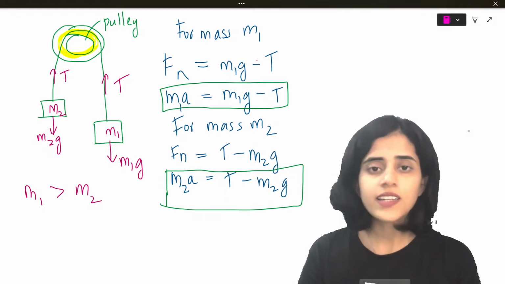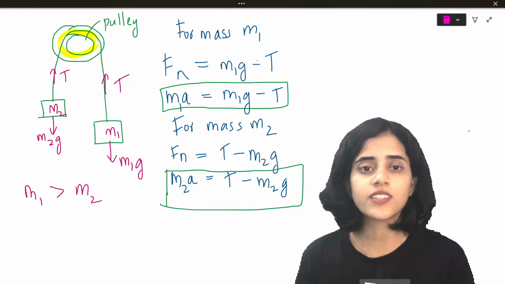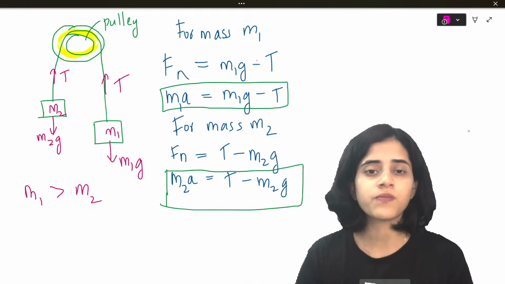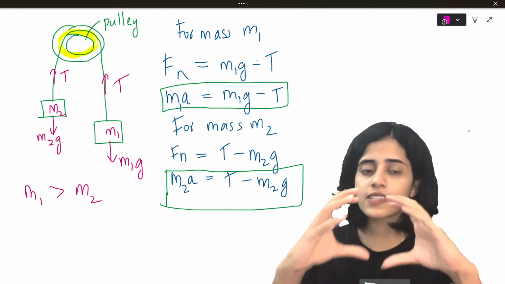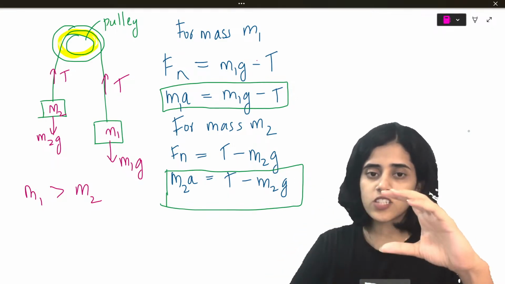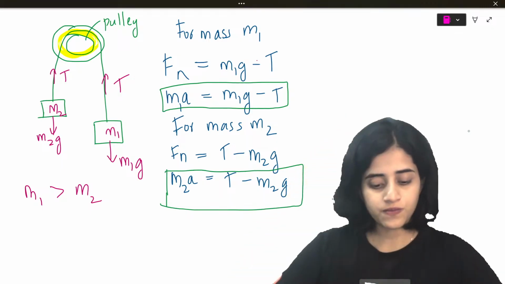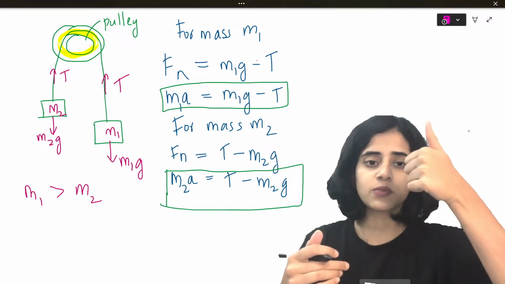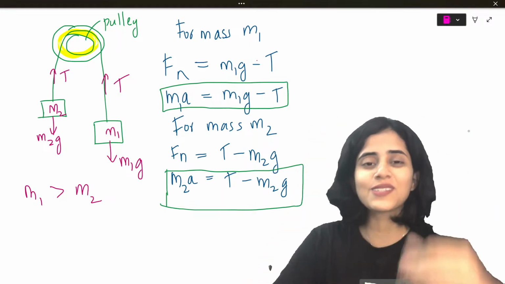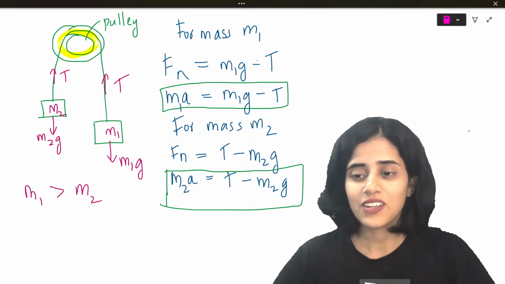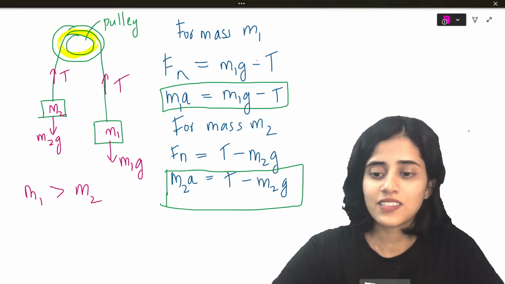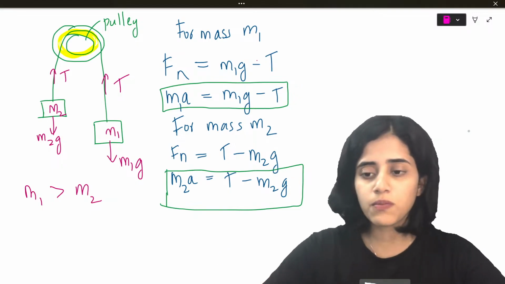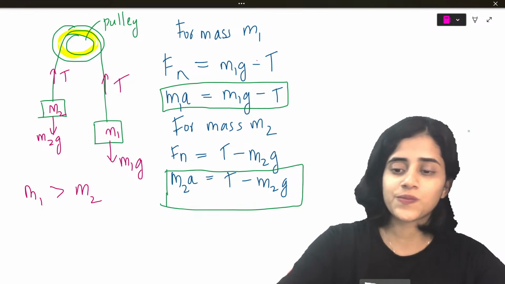Okay. T is tension, dear. T is the upward force on the string, which is tension. See, on mass M1, what are the forces acting? M1G downwards and tension upwards. Since M1G is acting downwards and tension is acting upwards, and the mass is coming downwards, you take M1G first. Alright? So these are the two main equations.